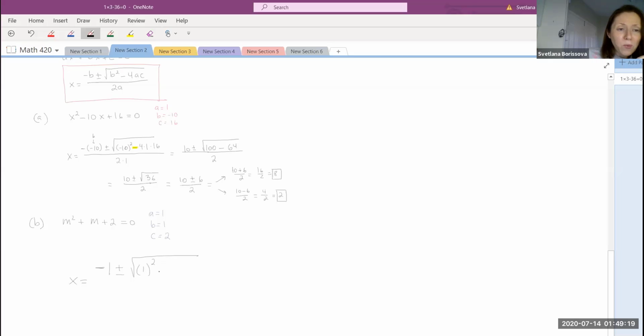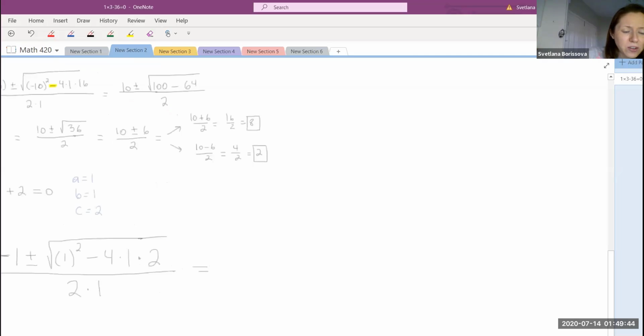So 1 squared minus 4 times a, which is 1, times c, that's 2. That's all inside the square root. Long fraction bar. Make sure that you write it long enough so the square root is also on the top. And then in the denominator, it's 2 times a. A is 1, 2 times 1, like that. Okay, so that's just putting all the numbers into the formula.